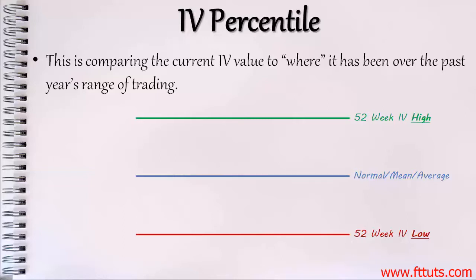IV percentile. So what exactly is this? All it is doing is comparing the current IV value to where it has been over the past year's range of trading. So a range, right? I'm not trying to insult your intelligence, but a range has a high, a low, an average, a midpoint, whatever you want to call it. So we have a high area of the range, a low area of the range, and then somewhere right in the middle, which would be our normal, mean, average, however you want to look at that. But that's what a range is, and that's what IV percentile is revolving around, just a range.